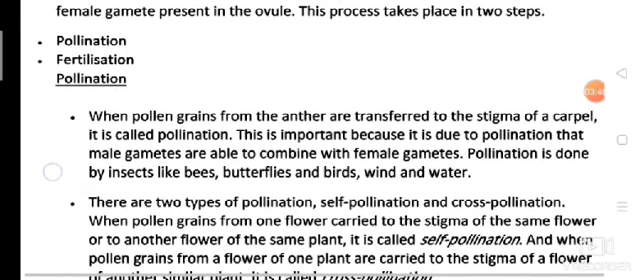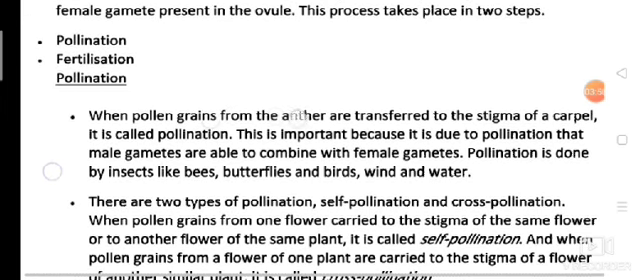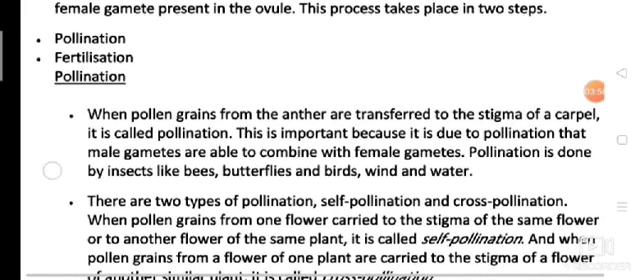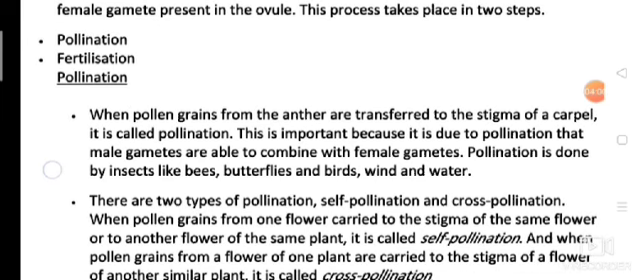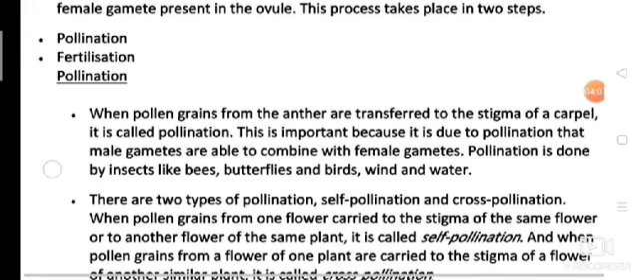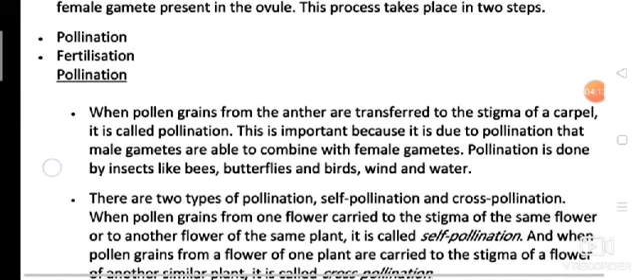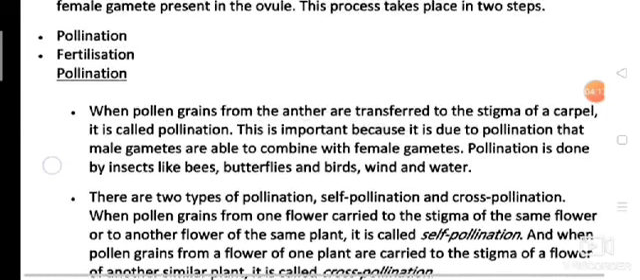Pollination: when the pollen grains from the anther are transferred to the stigma of a carpel, it is called pollination. This is important because it is due to pollination that male gametes are able to combine with the female gamete. Pollination is done by insects like bees, butterflies, and birds, wind and water.